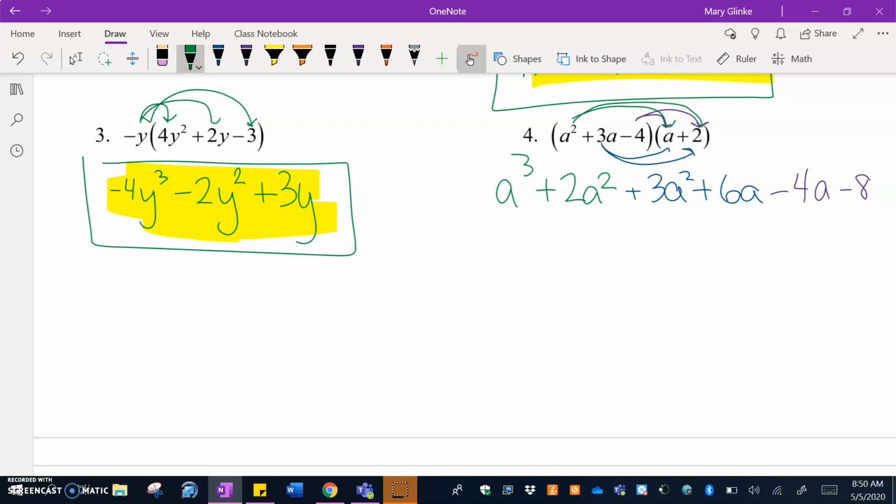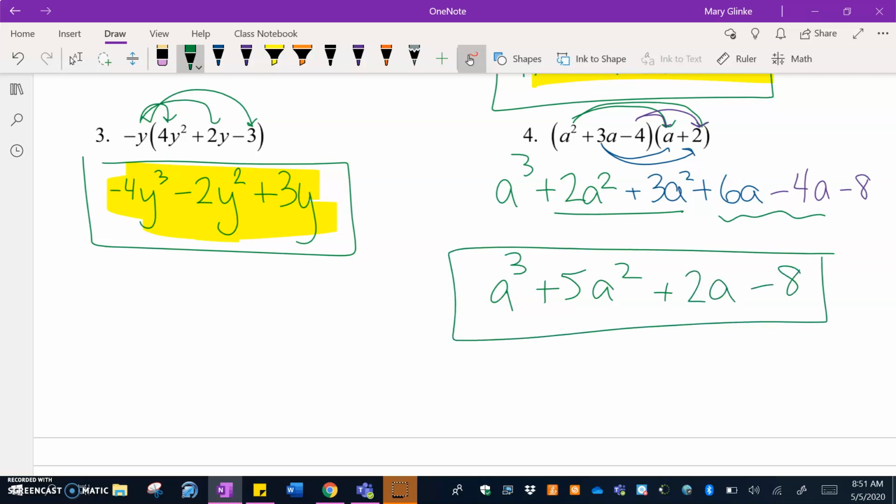Now that we've written it out like this, we can start combining like terms together. We're going to leave the a cubed first. 2a squared and 3a squared become a 5a squared. 6a and 4a, with the 4 being negative, becomes a 2a. And then we have the -8 at the end.